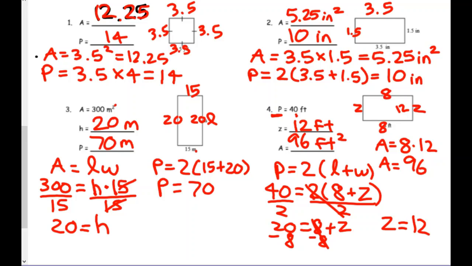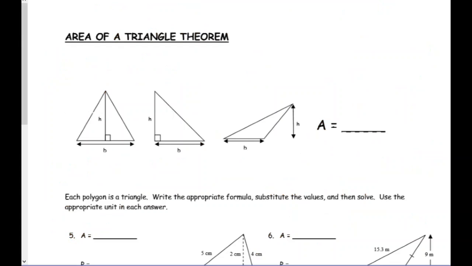So that was squares and rectangles. On the next page, let's talk about some triangles, okay? Now, does anyone know the formula for the area of a triangle, just off the top of their head from the previous years? Is it base times height? Is it not? Let's find out. So, area of a triangle theorem. I'm here to help you.